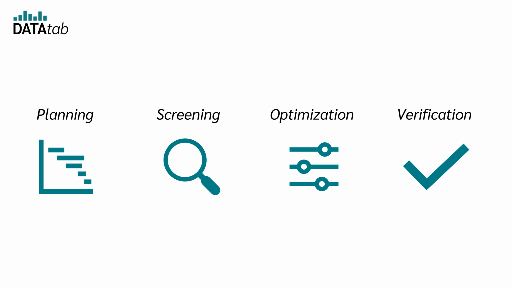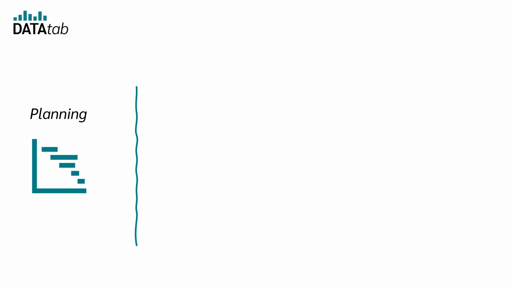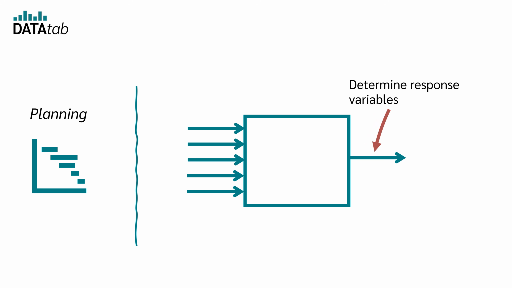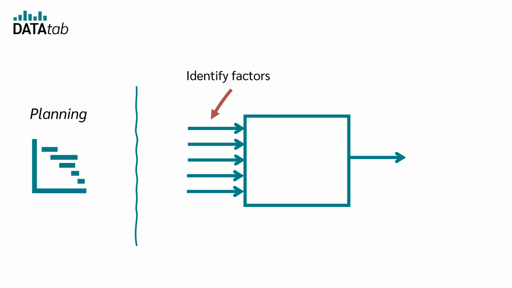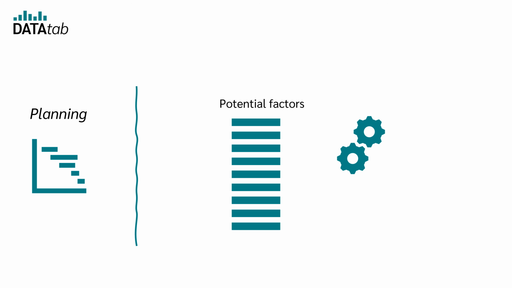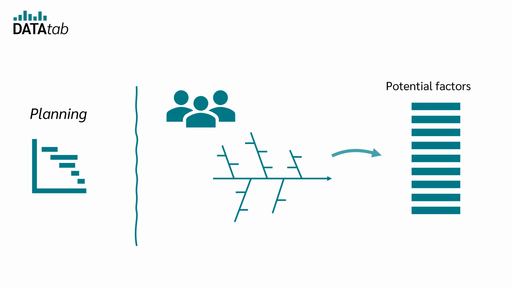So let's take a look at the process of a DOE project: planning, screening, optimization, and verification. In the first step, planning, three things are important. First, to gain a clear understanding of the problem and the system. Second, to determine one or more response variables. Third, identify factors that can significantly influence the response variable. The task of determining potential factors that influence the response variable can be very complex and time-consuming. For example, a fishbone diagram can be created in a team.